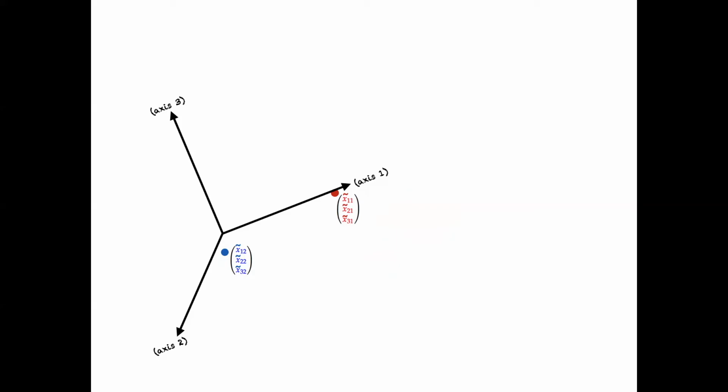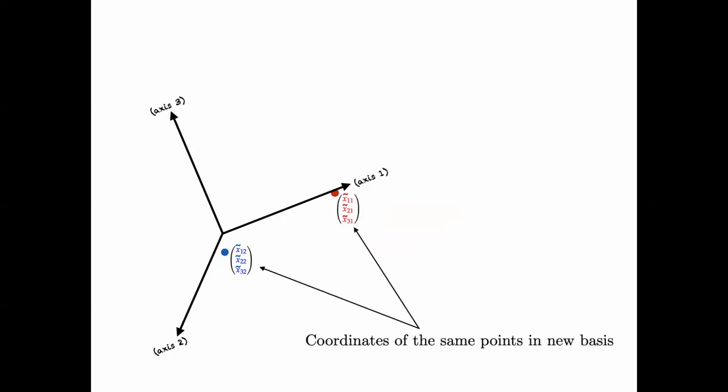And I no longer have the previously listed point. Now I have wiggles. So this is the blue point, x12 tilde, x22 tilde, if you will. And these are new coordinates of those same points in this new basis that I've drawn.